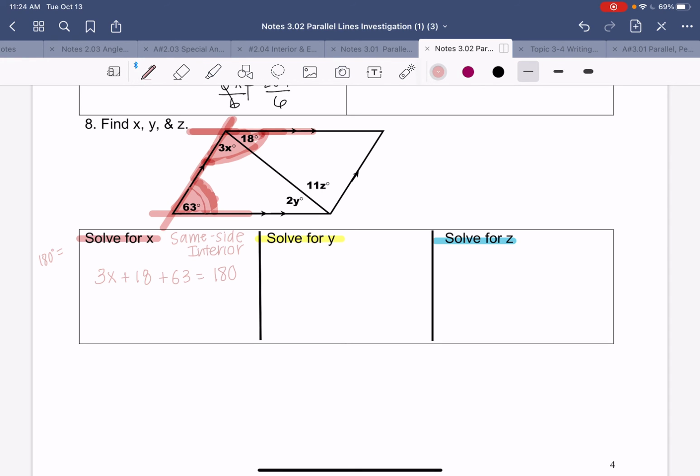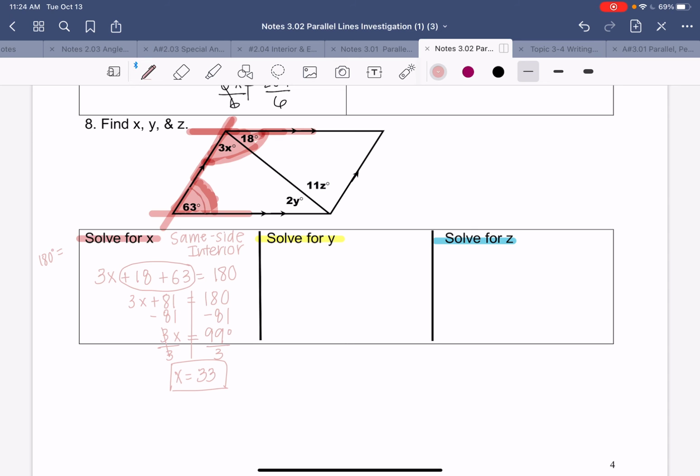So we have 3x plus 18 plus 63. So we're going to add our 18 and our 63. So 3x plus 81 equals 180. Now we can solve for x. So we're going to subtract 81. 3x equals 180 minus 81, which is 99. Divided by 3, x equals 33.